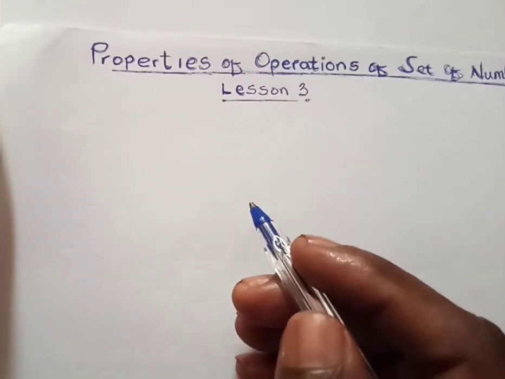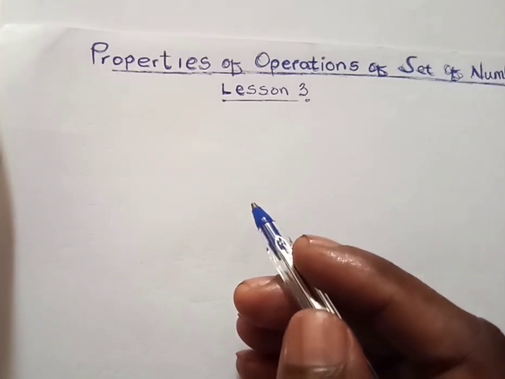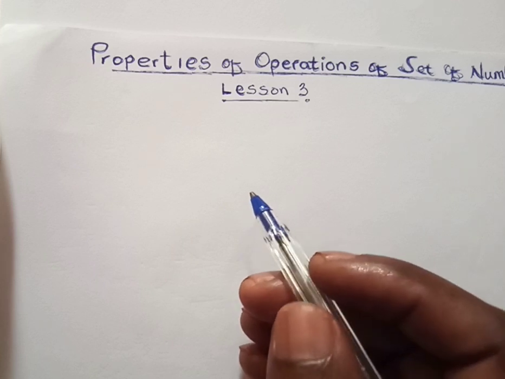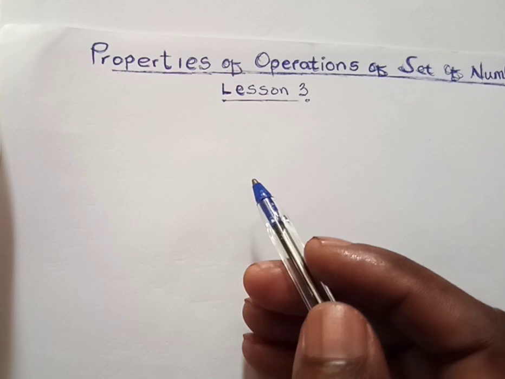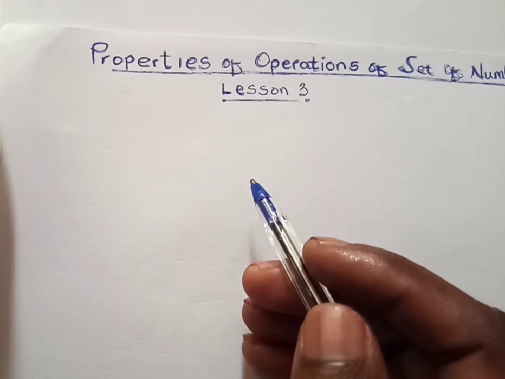All right, so let's continue our lesson. We are continuing from where we ended in lesson 2. Today, in lesson 3, we are going to look at the properties of operations of set of numbers.